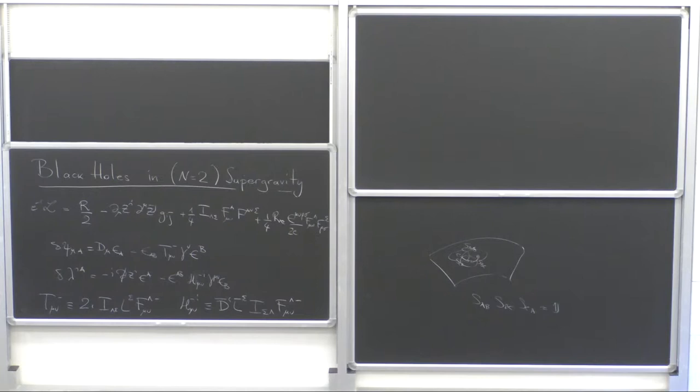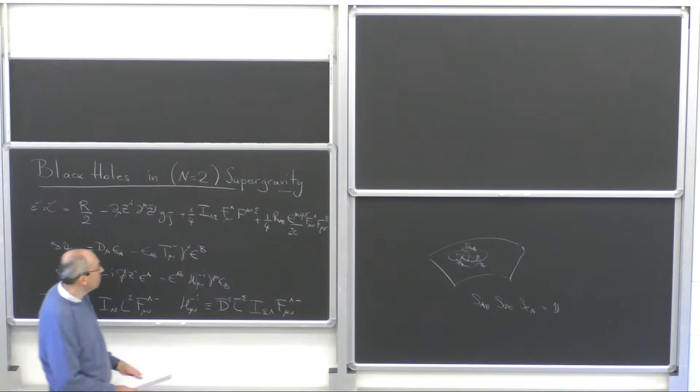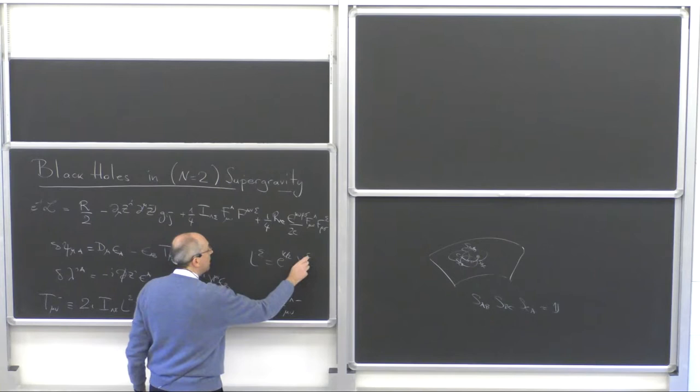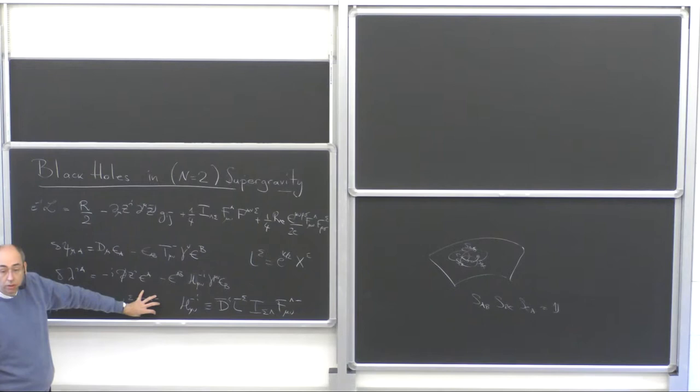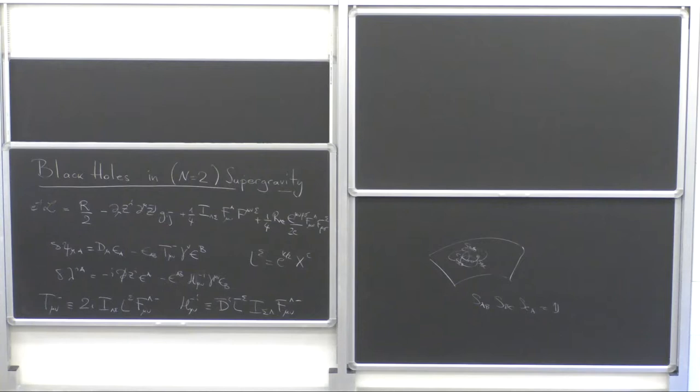So this combination T mu nu, which is a combination of the vector fields, this is the kinetic term, which depends on the scalar fields, this L sigma, nothing but e to the K over 2 times the X sigma that I discussed yesterday, so the holomorphic sections, the projective coordinates, if you wish. And this essentially acts as a projector. It takes a linear combination of all vector fields and tells you which combination of the vector fields is the graviphoton. Okay? So in the transformation rule of the gravitino, you have the graviphoton.